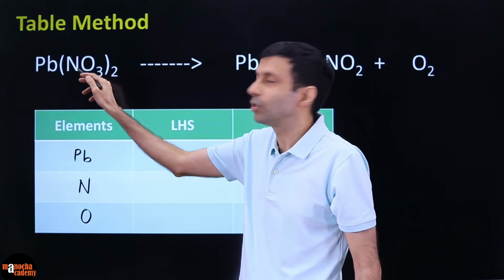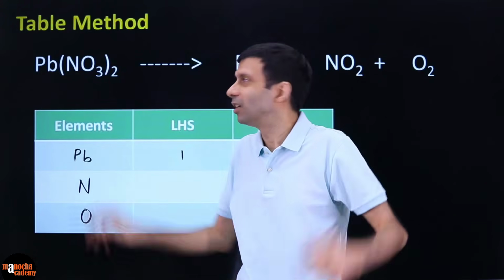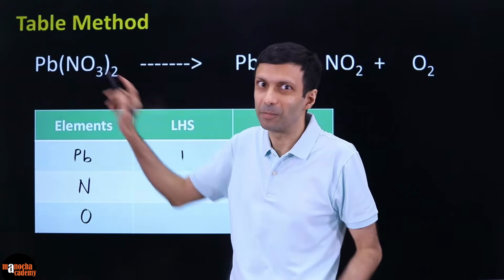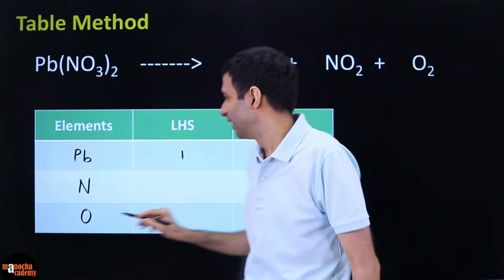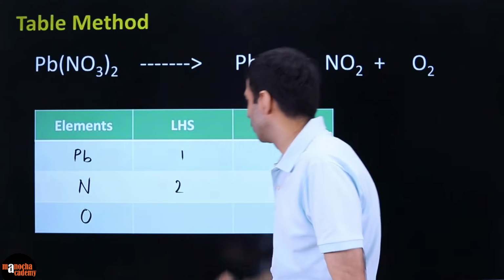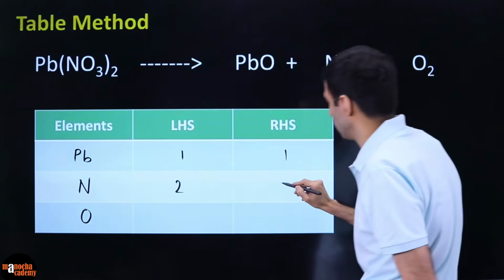NO3 has only 1 nitrogen, but there is a whole bracket 2. That means there are 2 nitrates. So 2 times 1. Be careful of the counting. If the counting is wrong, gone. So 2 nitrogen on the left. How many on the right? Only 1 nitrogen on the right.